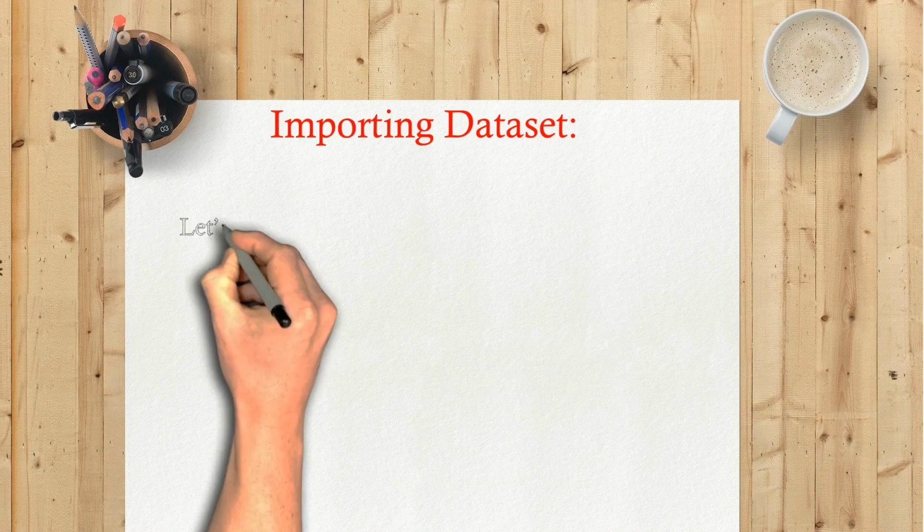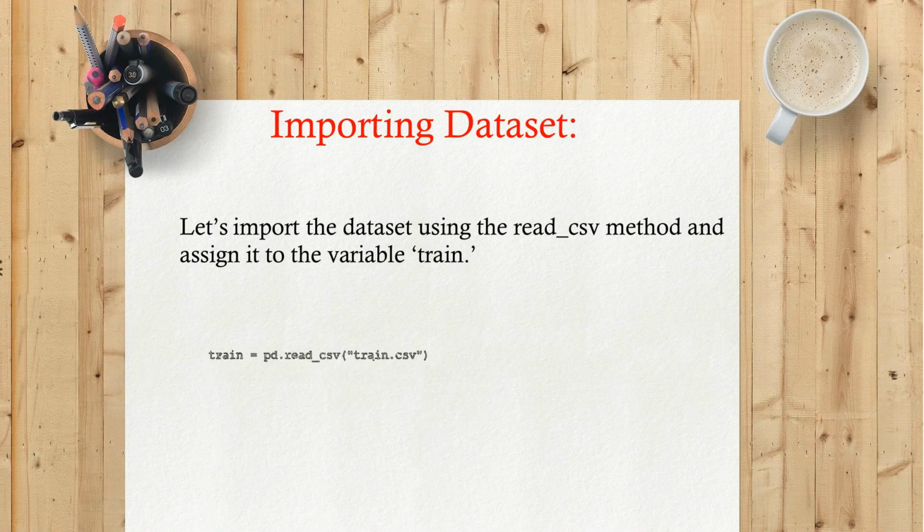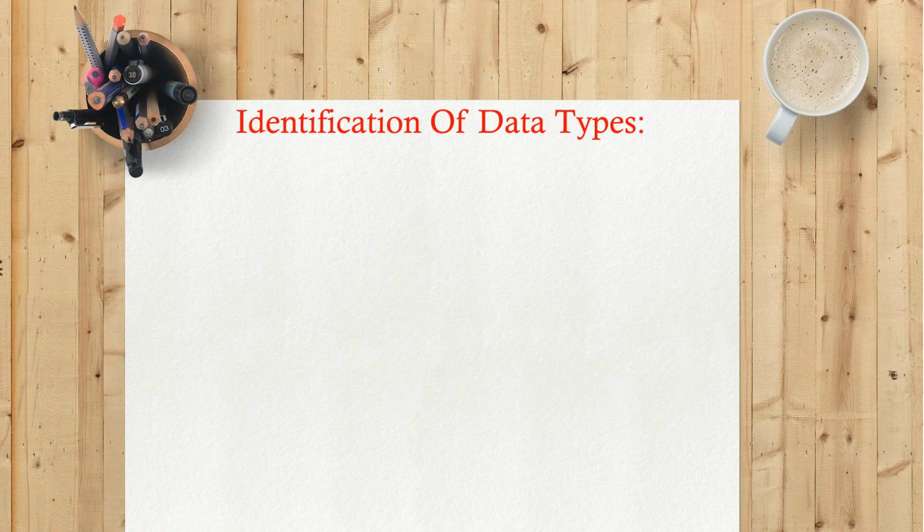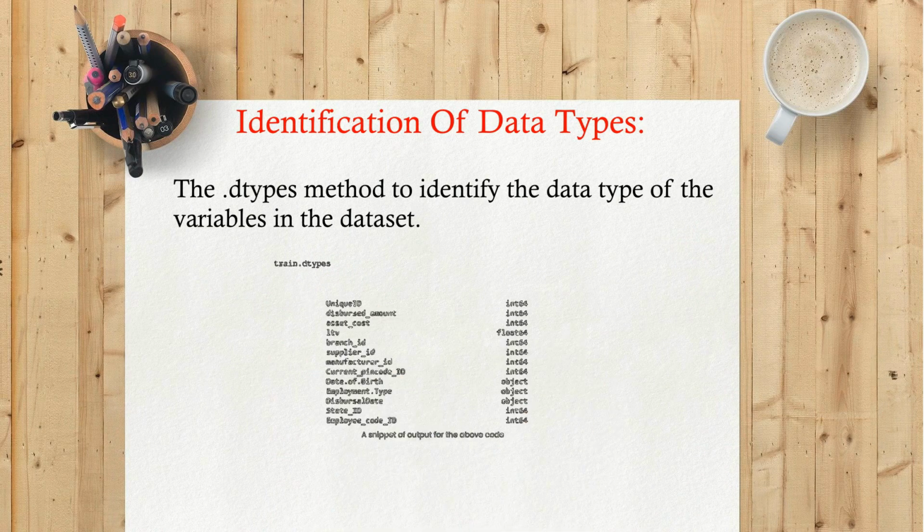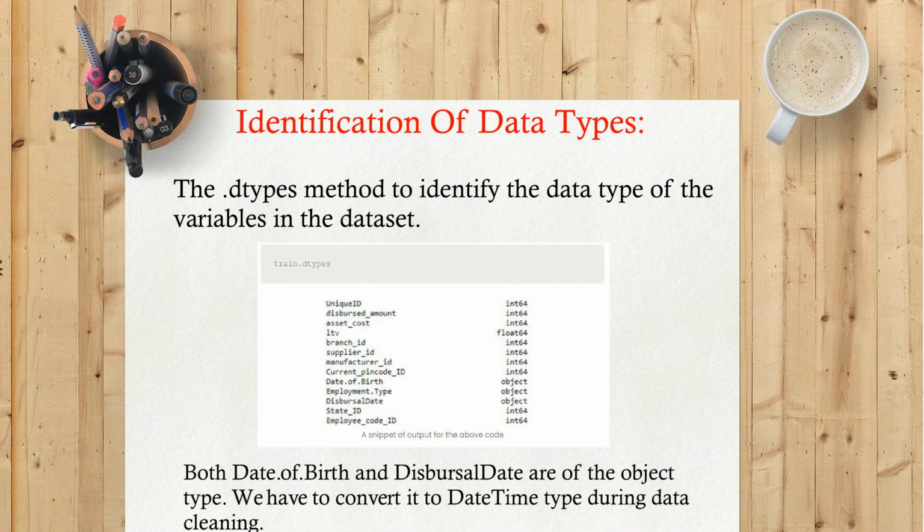Importing dataset. Let's import the dataset using the read_csv method, and assign it to the variable train. train = pd.read_csv('train.csv'). Identification of data types. The .dtypes method is used to identify the data type of the variables in the dataset. Both date of birth and disbursal date are of the object type. We have to convert it to datetime type during data cleaning.